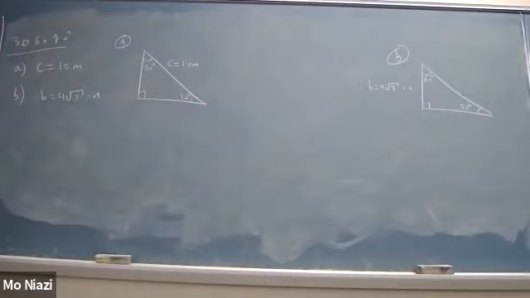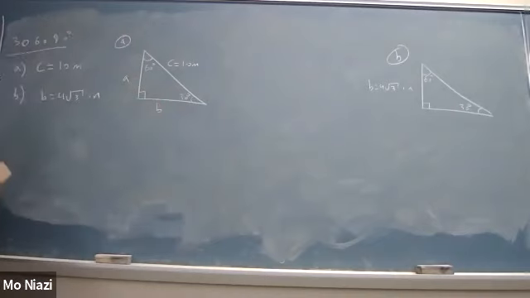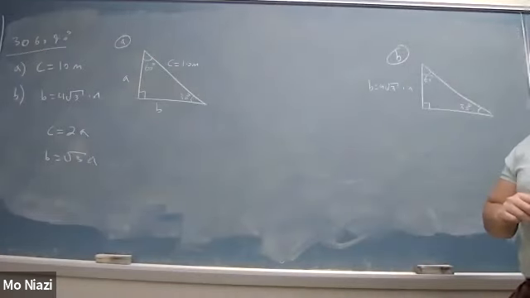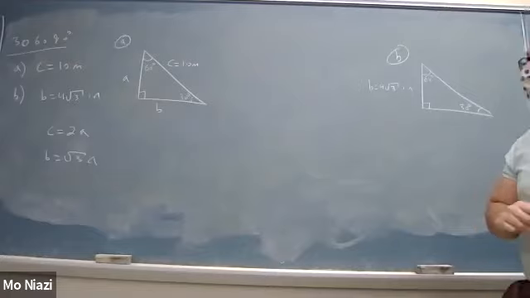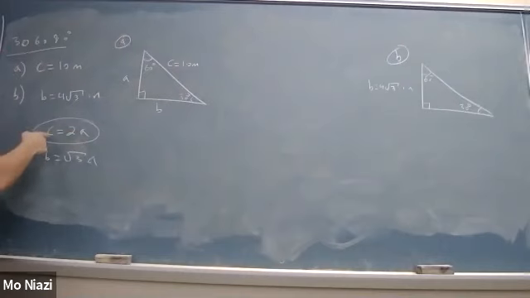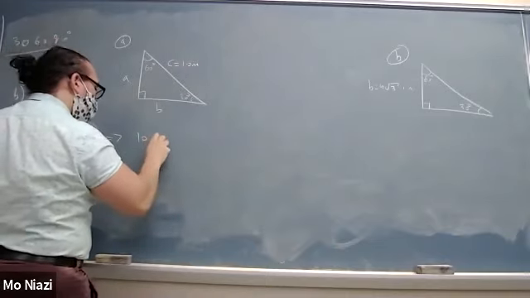We erased it, but our 30, 60, 90 rules, what were they? They said C was equal to 2A, didn't they? They said B is equal to root 3A, didn't they? Right? Yeah. So let's take this equation. Which one of these algebraic variables, C or A, are we given in the problem? Yes. So let's replace C with that numerical value that's given, 10 meters.